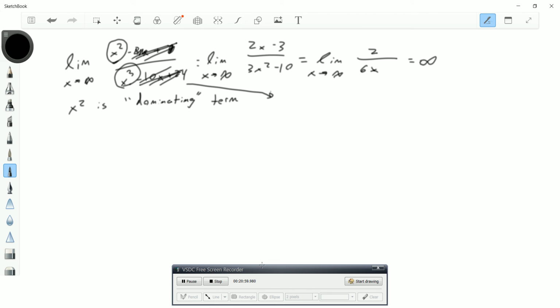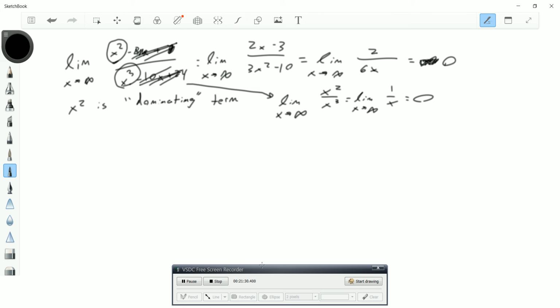Oh, I shouldn't have written infinity here. As x approaches infinity, you get 2 over a really big number, which is 0. So you get the limit as x approaches infinity of x squared over x cubed, which is equal to the limit as x approaches infinity of 1 over x, which is 0. So just two different ways of doing it. And I think that is all.